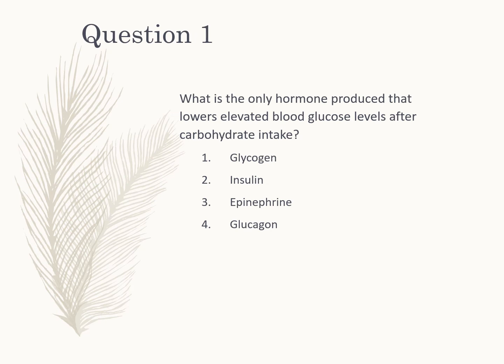Question number 1. What is the only hormone produced that lowers elevated blood glucose levels after carbohydrate intake? 1. Glycogen. 2. Insulin. 3. Epinephrine. And 4. Glucagon. The answer is number 2, insulin. Insulin is the only hormone produced that lowers elevated blood glucose levels after carbohydrate intake.